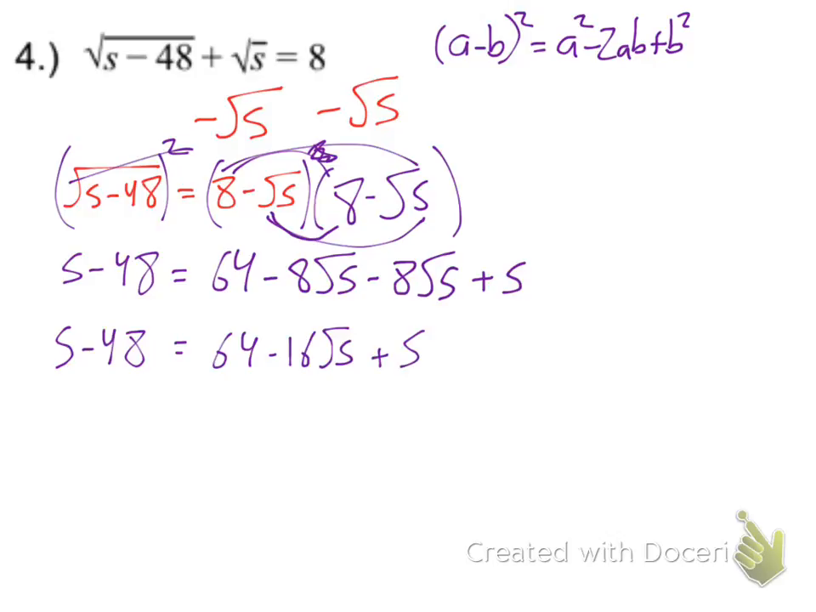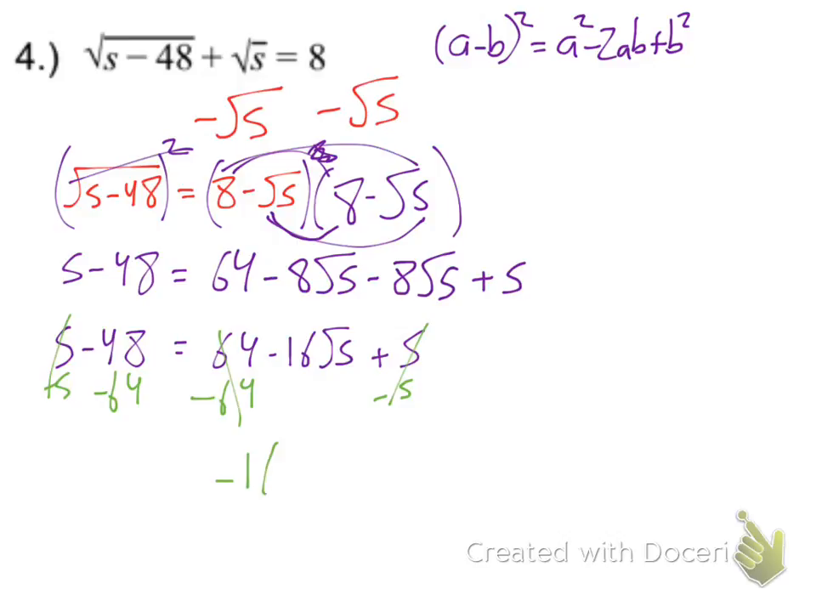What's going to happen? What can I do? Anyone? There's an S on both sides. If I subtract S, gone and gone. In that case, then I just want to get the negative 16 by itself. So I subtract 64.